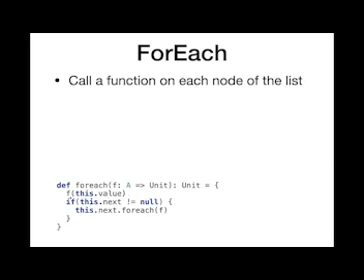So to do that, we'll call the function on the current node, the node that this is called on, and then as long as we're not at the end of the list, make the recursive call. We're just going to call the function on the next node, which will make the recursive call next.